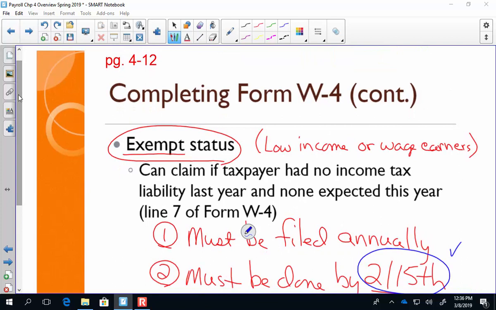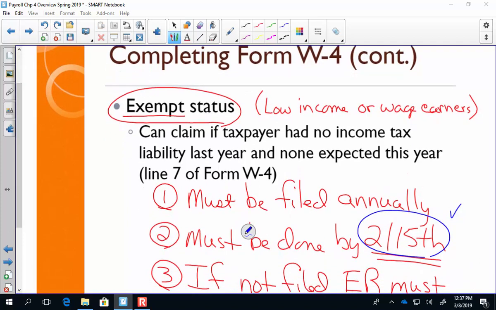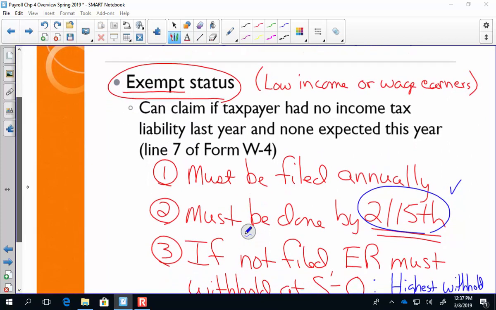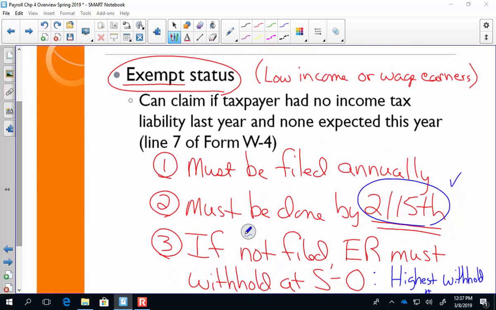Also in chapter 4, they talk about the W-4 on page 12 of your book. The W-4 is to tell the employer how much withholding to take out of the paycheck for that person. They go through that discussion, including on page 12 the exempt status. Exempt means they do not take any income tax out. There are certain requirements, and know those requirements for the test. There'll be some true-false questions on it.